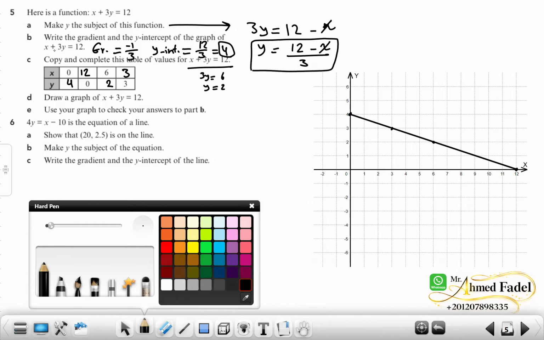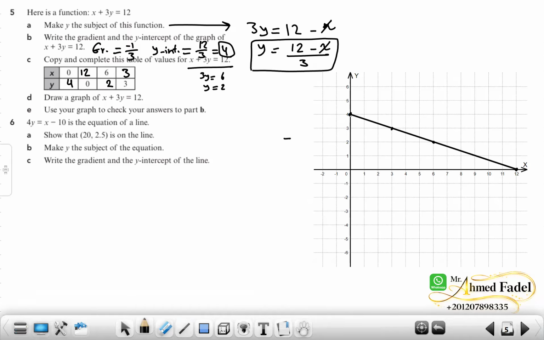Part B, I said that the gradient is negative 1 over 3. I'm going to do rise over run. Oh, mister, it is declining. So the gradient is, yes, negative. Declining, going down by 1, then 3. So it is 1 over 3. So negative 1 over 3. That's the gradient. Yes, I got it right.